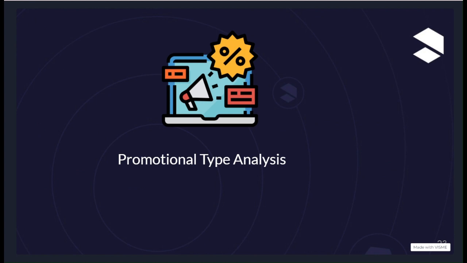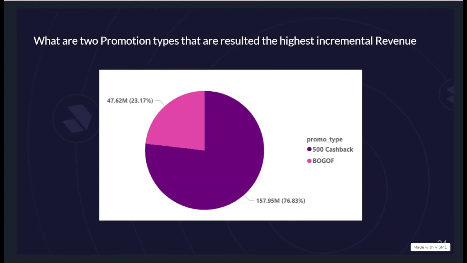Now we will look at our next analysis, promotion type analysis. The first question is: what are the two promotion types that resulted in the highest incremental revenue? As you can see in this report, two promotions are very high in incremental revenue: 500 cashback and BOGO. The 500 cashback generated 157.95 million and BOGO generated 47.62 million.